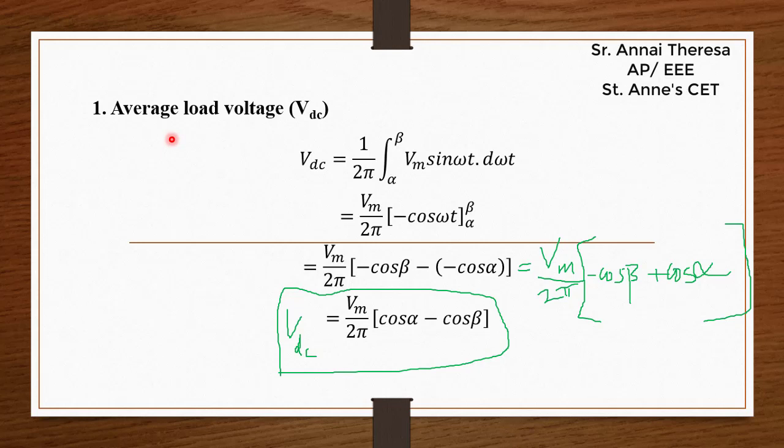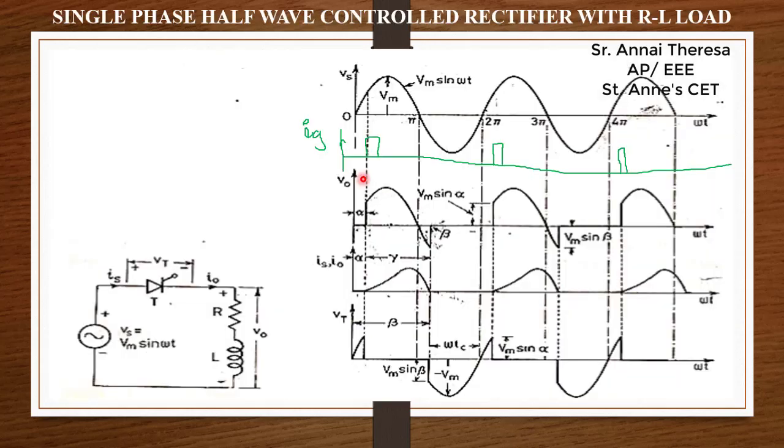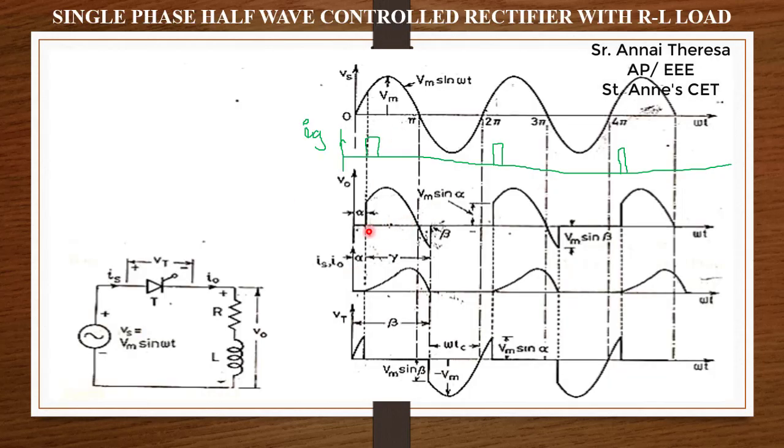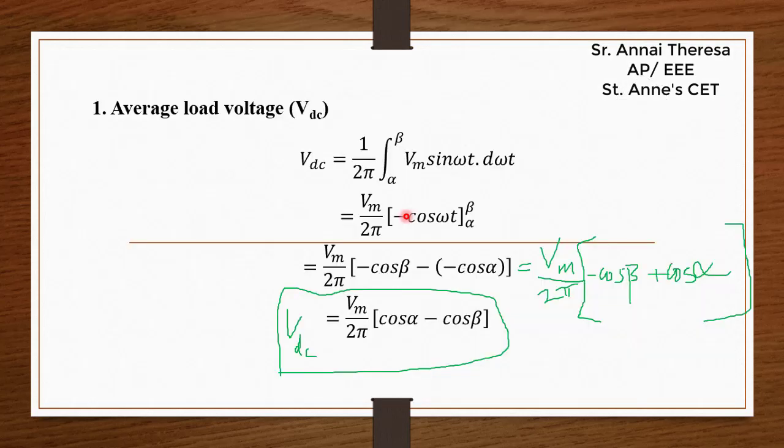If you see the derivation, this is the average DC voltage, that is the output voltage is DC, so VDC is equal to 1 by 2 pi. I have already explained why we put this 2 pi. For one complete cycle we take 1 by 2 pi, and the limits are alpha to beta, because there is conduction from alpha to beta. The output is Vm sin omega t, which follows the input voltage. So the integral of Vm sin omega t d omega t. Now we can take this Vm outside the integral.